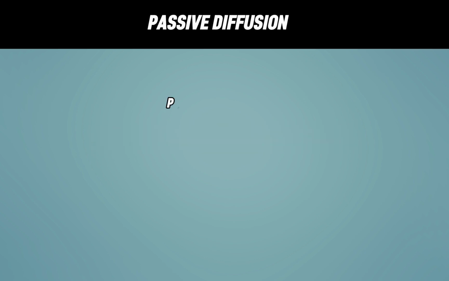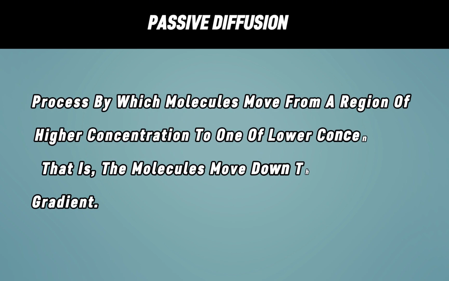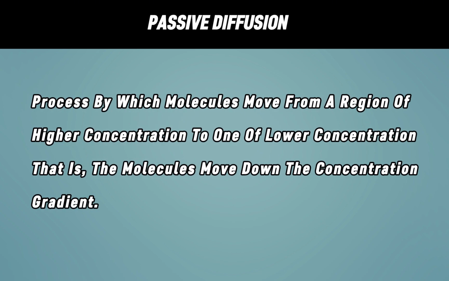Firstly, here we will discuss passive diffusion. Passive diffusion, often called diffusion or simple diffusion, is the process by which molecules move from a region of higher concentration to one of lower concentration. That is, the molecules move down the concentration gradient. The rate of passive diffusion depends on the size of the concentration gradient between a cell's exterior and its interior. Water and some gases, including O2 and CO2, easily cross the plasma membrane by passive diffusion.